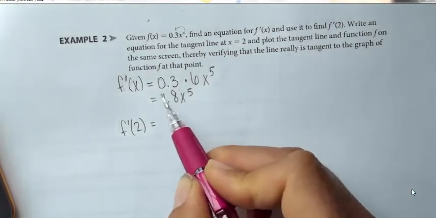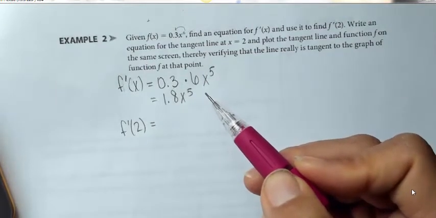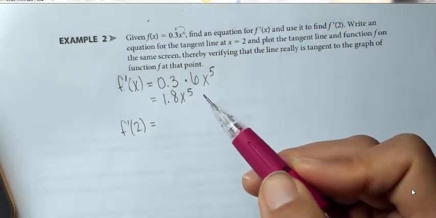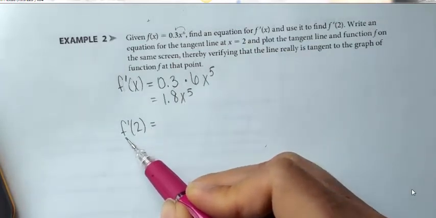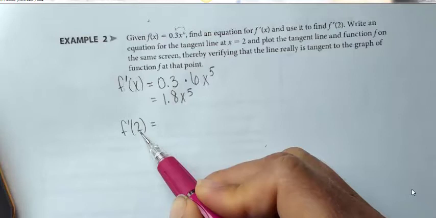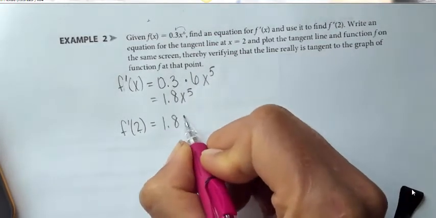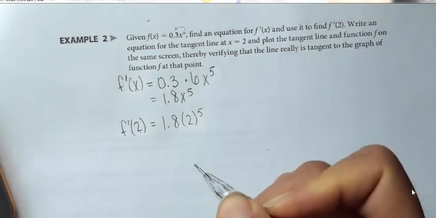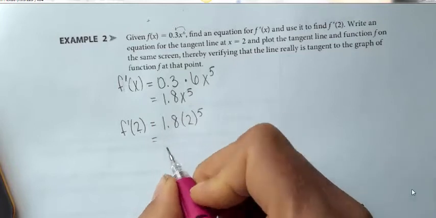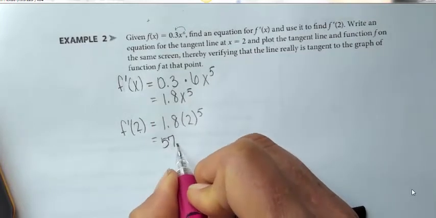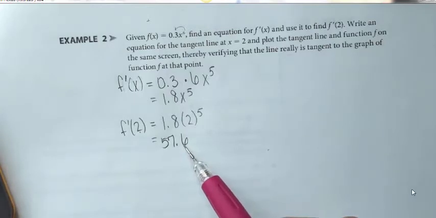Right, so this would be the derivative function. We'll actually get to that not this year, but next year. We'll graph the derivative function, but we're not going to do that today. So now let's take 2 and plug it into our derivative function. So this is really 1.8 times 2 to the 5th, or 1.8 times 32, which ends up giving you 57.6. So that would be the instantaneous rate of change at 2.